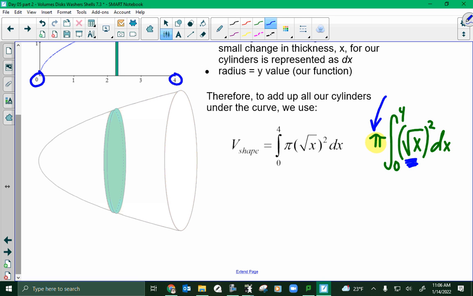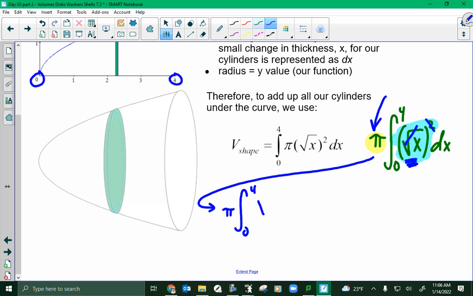All right, let's go ahead and solve this. Before I do anything, I am going to simplify this expression. I'm not going to integrate it yet. I'm just going to simplify it. So I've got pi times the integration from 0 to 4. Well, if I square a square root, I just have x. Now we're talking. Now it's easy.